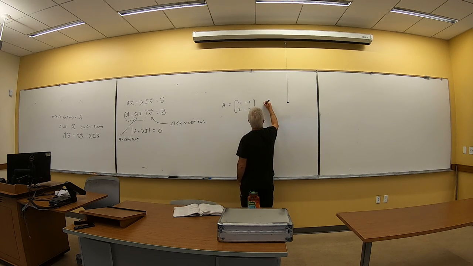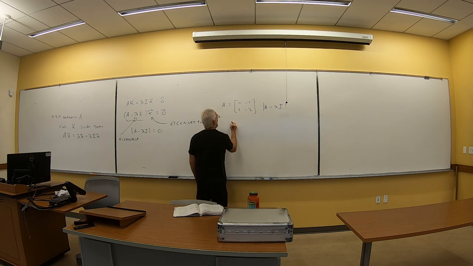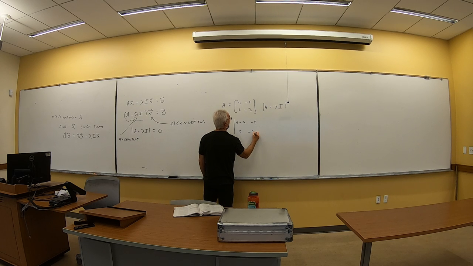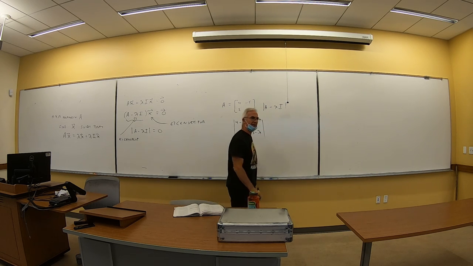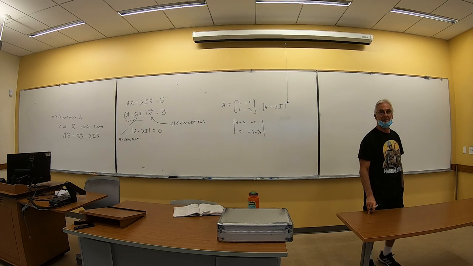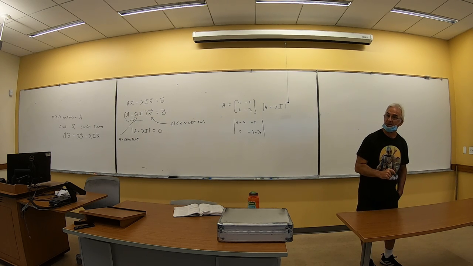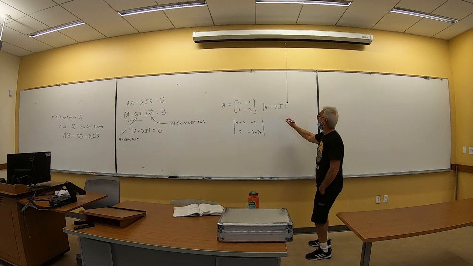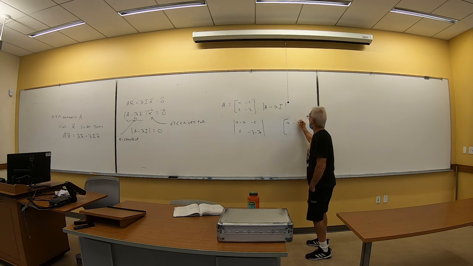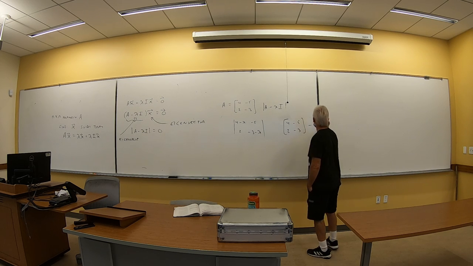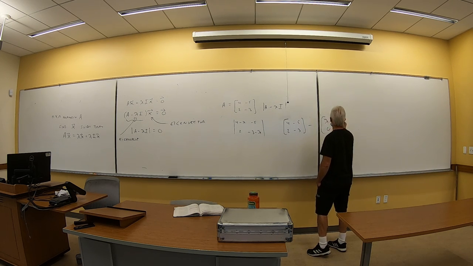So the first thing I'm going to do is take the determinant of A minus lambda I. So I want the determinant of 4 minus lambda, negative 5, 2, negative 3 minus lambda. How did I know to do that? Because what does lambda I look like? It's a diagonal matrix with lambda on every diagonal entry. So essentially I'm asking you to do this: 4, negative 5, 2, negative 3, minus lambda, 0, 0, lambda.